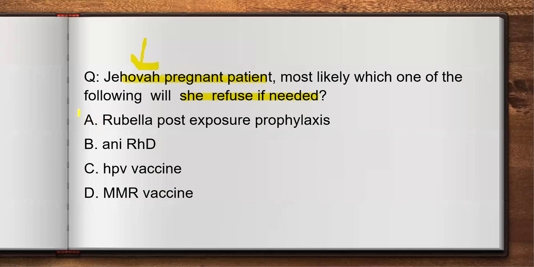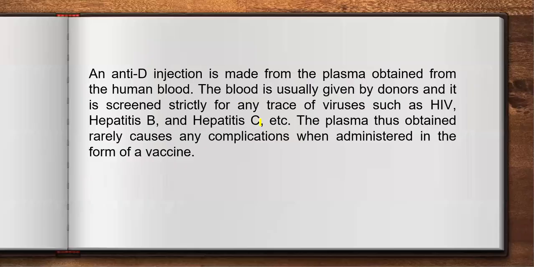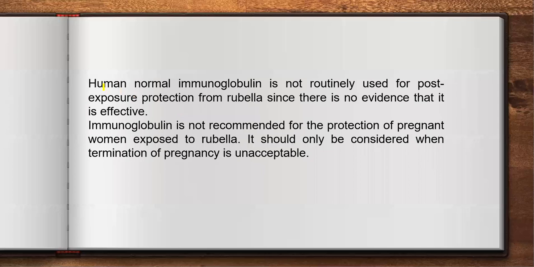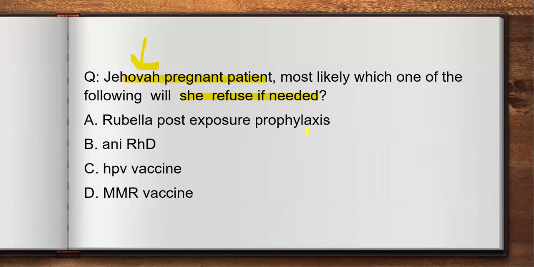You don't give rubella post-exposure prophylaxis, right? Because human normal immunoglobulin is not routinely used for post-exposure protection from rubella, since there is no evidence that it is effective. So rubella post-exposure prophylaxis, usually we don't offer immunoglobulin. So this is out. HPV vaccine, can you give HPV vaccine in a pregnant patient?